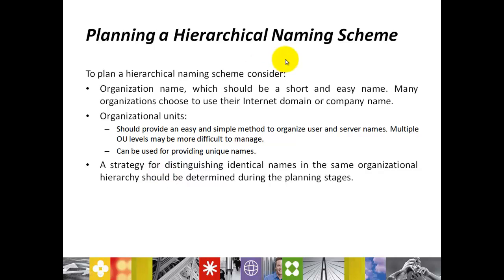Planning a hierarchical naming scheme. To plan a hierarchical naming scheme, you have to consider the organization name, which should be short and easy. Many organizations choose to use their internet domain or company name. Organization units should provide an easy and simple method to organize the servers' and users' names. Multiple organization levels may be more difficult to manage. It can be used for providing Unix names. A strategy for distinguishing identical names in the same organization hierarchy should be determined during the planning stage.